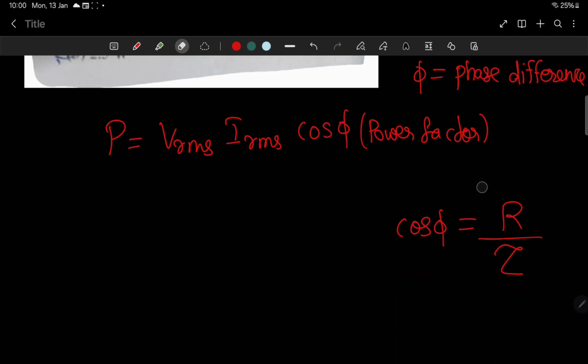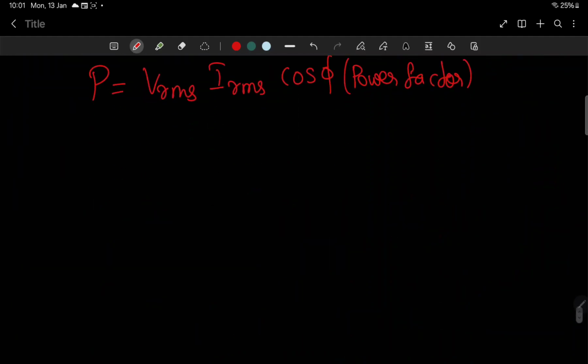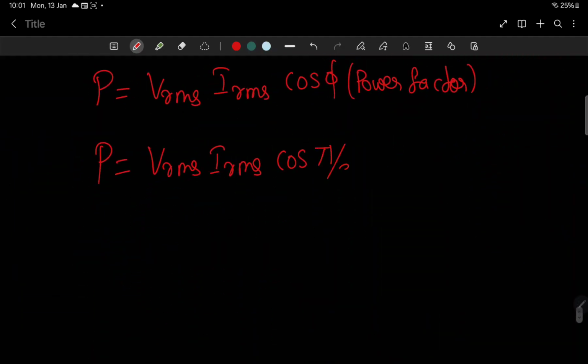Here nothing is given, but here we have two equations. From those two equations you can find the phase difference. What is phase difference? Here the phase difference is pi by 3. Therefore the phase difference here is pi by 3. So from that, P equal to Vrms into Irms into cos pi by 3, that is 1 by 2.